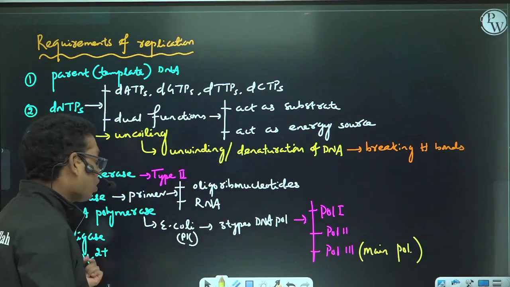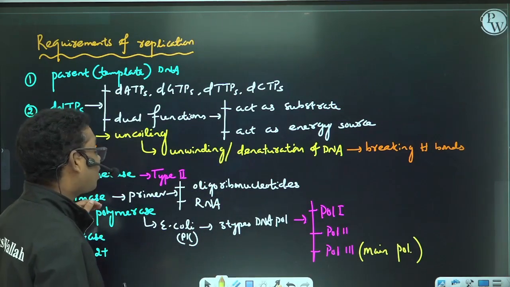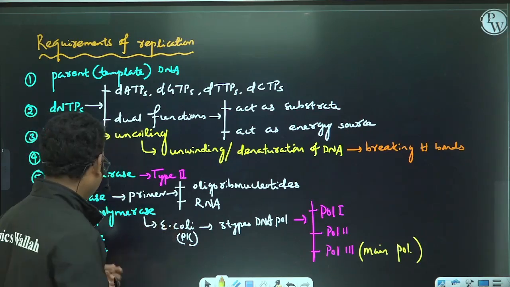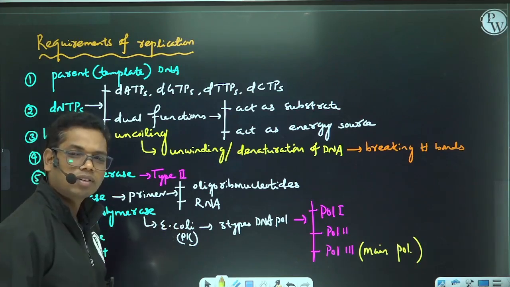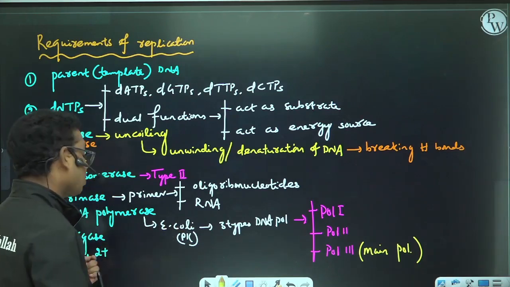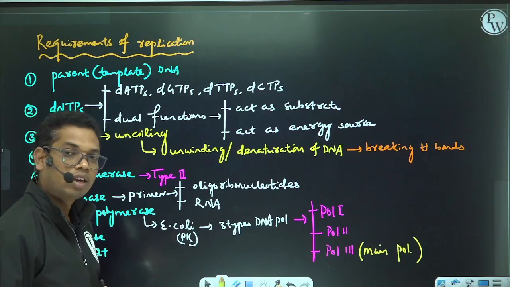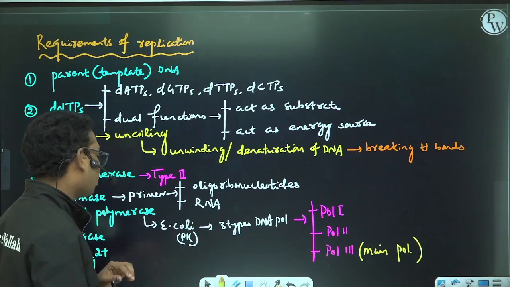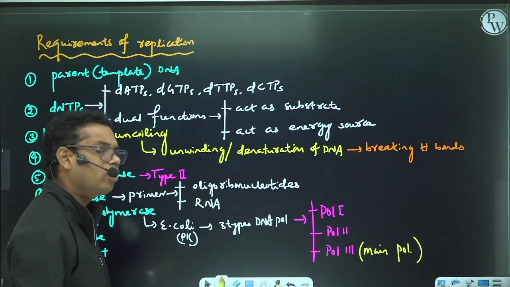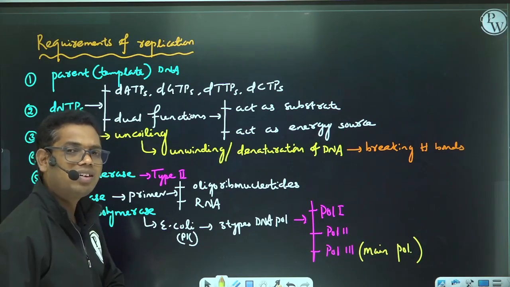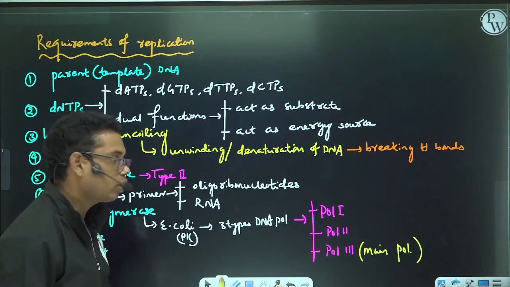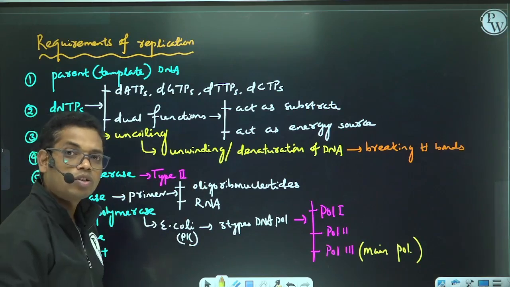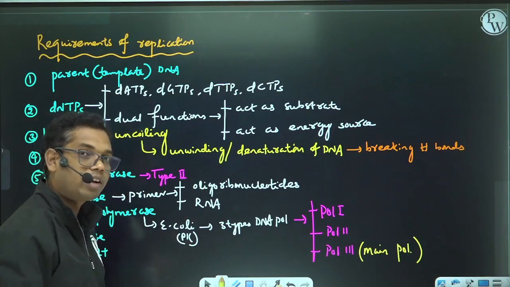What about magnesium? See, DNA polymerase is a holoenzyme. If it is a holoenzyme, that means it will require a cofactor, and the cofactor is magnesium. So in the absence of the cofactor, DNA polymerase will be non-functional, so there will be no DNA replication. These are the various requirements of DNA replication. So what about the mechanism of DNA replication?